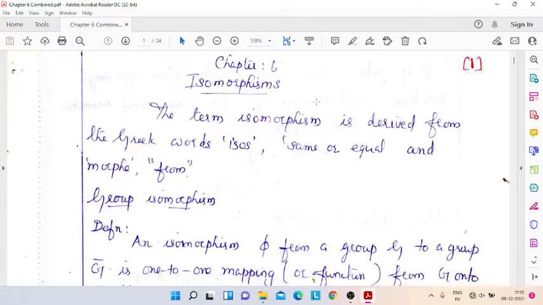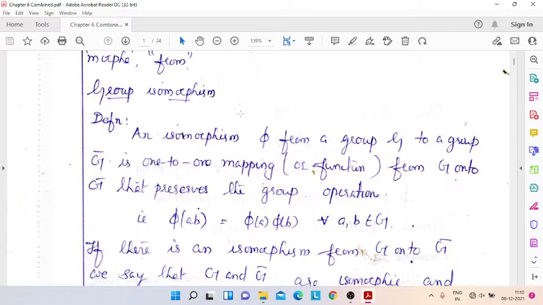So first of all, before going to see the definition, let's analyze the meaning of the word isomorphism. It is derived from the two Greek words isos, which means same or equal, and morphe, which means form.